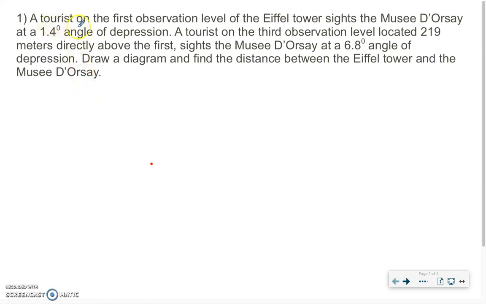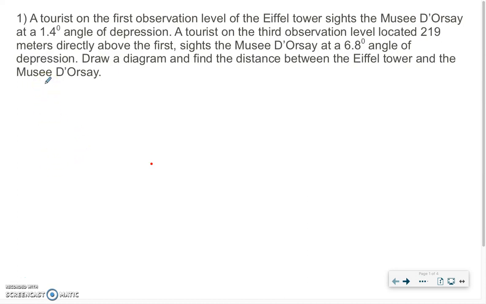So the first question here says, a tourist on the first observation level of the Eiffel Tower sights Musée at a 1.4 degree angle of depression. Tourists on the third observation level, located 219 meters above the first, sights the Mosinee at a 6.8 degree angle of depression. Draw a diagram and find the distance between the Eiffel Tower and the Mosinee.